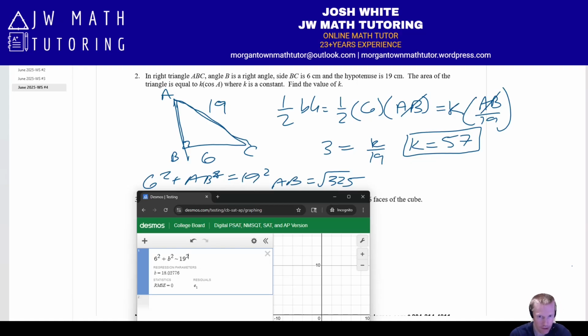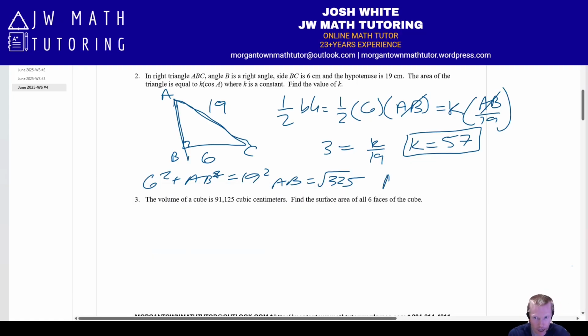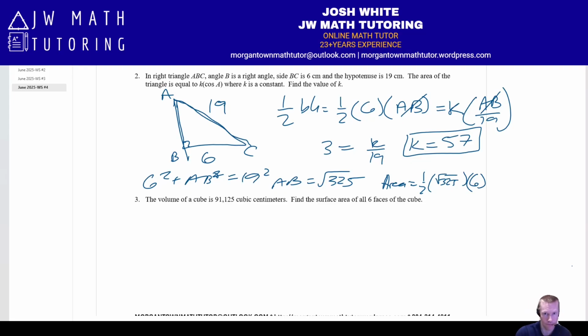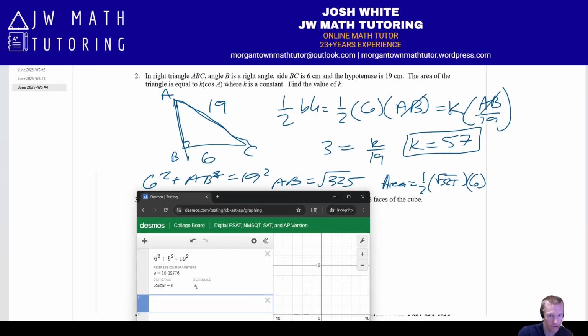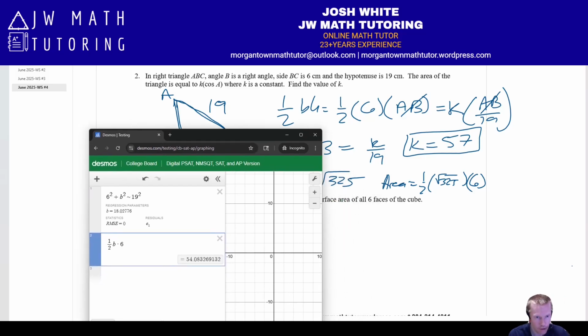So now that we have that, you can say, okay, the area is equal to 1/2 times that value. You can just do it in Desmos, times 6. So 1/2 times b times 6. All right. Just bring this up here. Okay, so that's the overall area of the triangle.